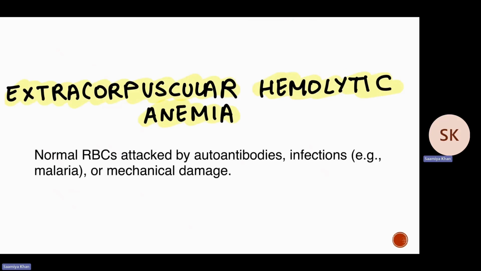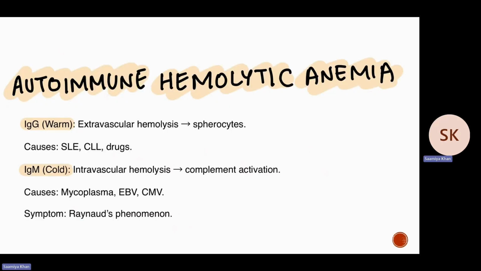So now we're done talking about the intracorpuscular hemolytic anemia, and now we're going to talk about the extracorpuscular hemolytic anemia, that is normal RBCs that are being attacked by autoantibodies, infections like malaria, or mechanical damage. In autoimmune hemolytic anemia, it could be IgG mediated or IgM mediated. IgG is causing extravascular hemolysis, whereas IgM is intravascular hemolysis.